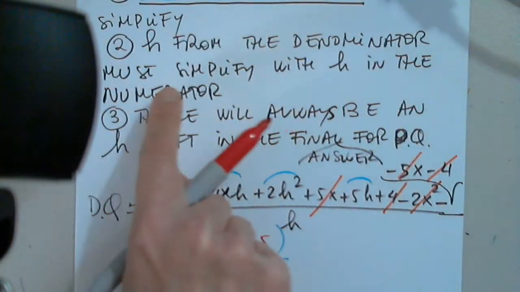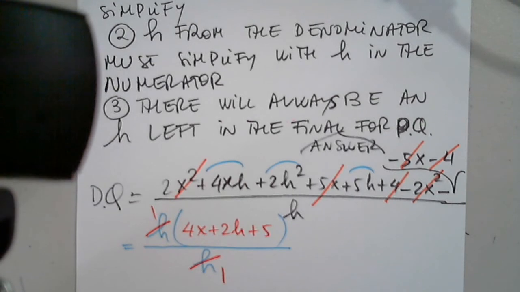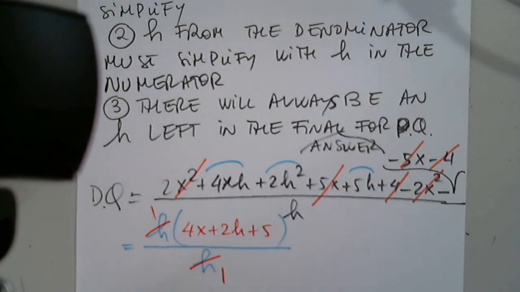So h from the denominator must simplify with an h in the numerator. That's it. Your camera went off again. Yeah. Thank you. I guess it's not the hub. It's probably the camera. I'm not sure.